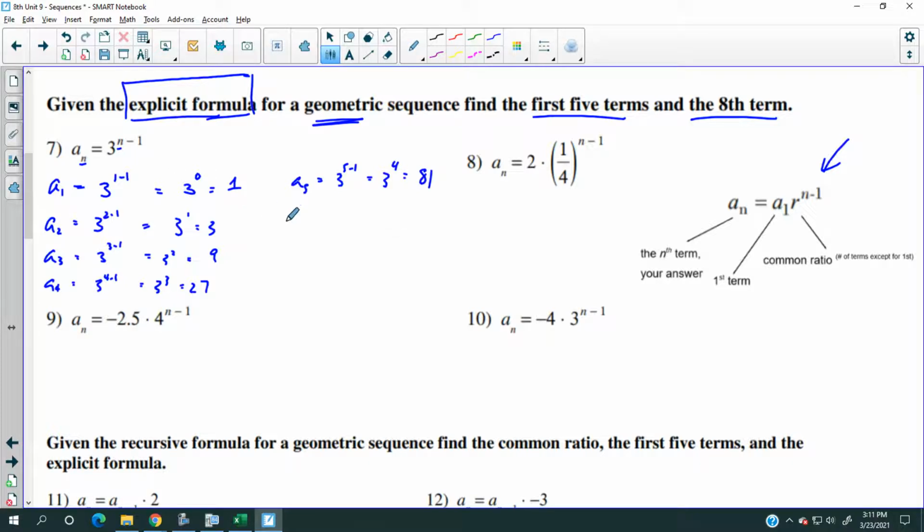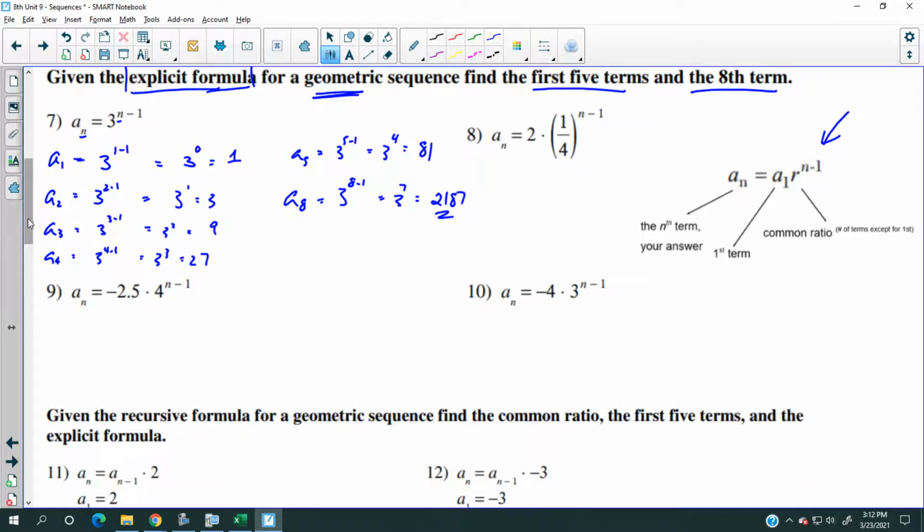Nothing crazy. Now, they want to know the 8th term, so we'll oblige them. 3, and then 8 minus 1, that's 3 to the 7th power. I don't know what that is, so I'll just use my calculator. 3 to the 7th power is 2187. That's it, nothing crazy.